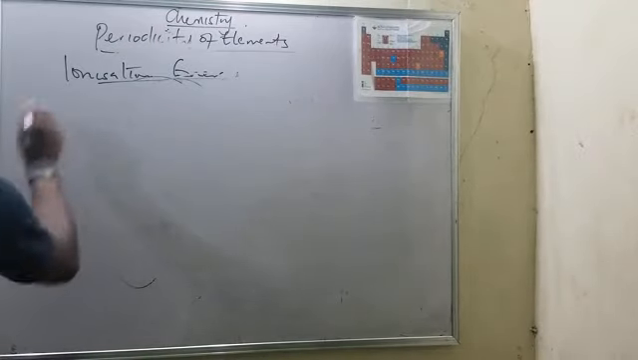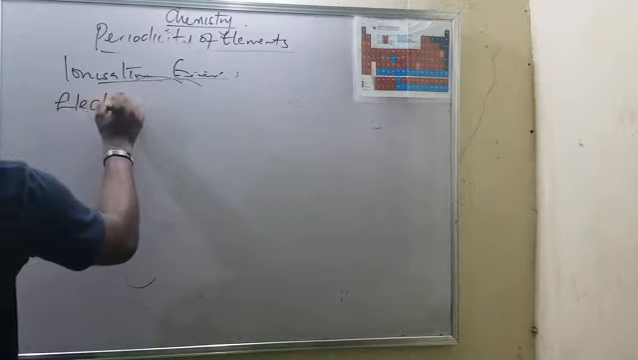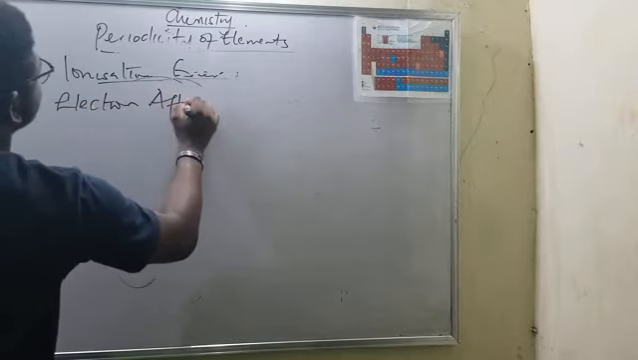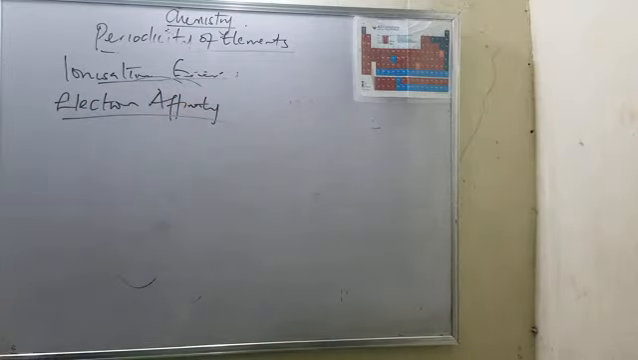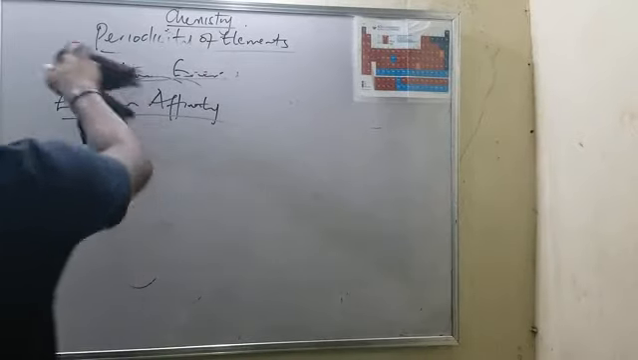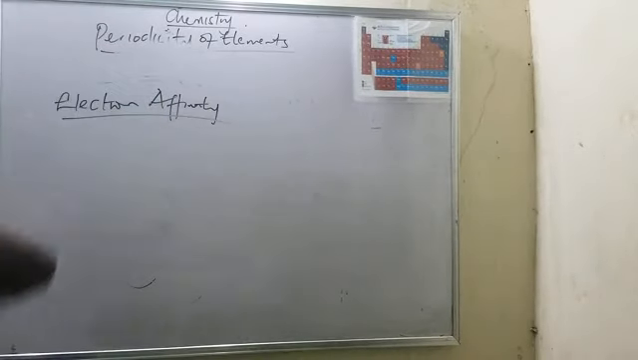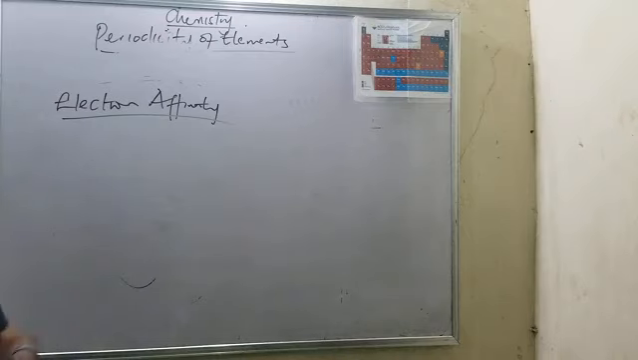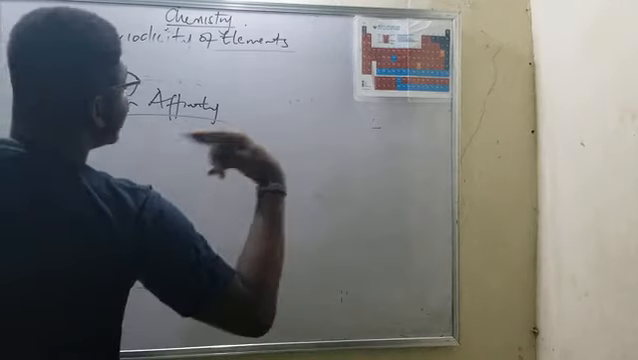The next thing we'll be going to is the area of the electron affinity. Now, electron affinity is similar to that of ionization energy. But what is electron affinity? Electron affinity is the energy released when an electron is added to a neutral gaseous atom.